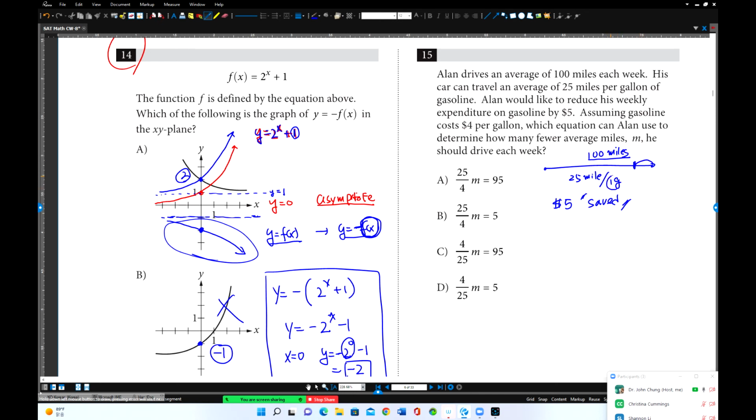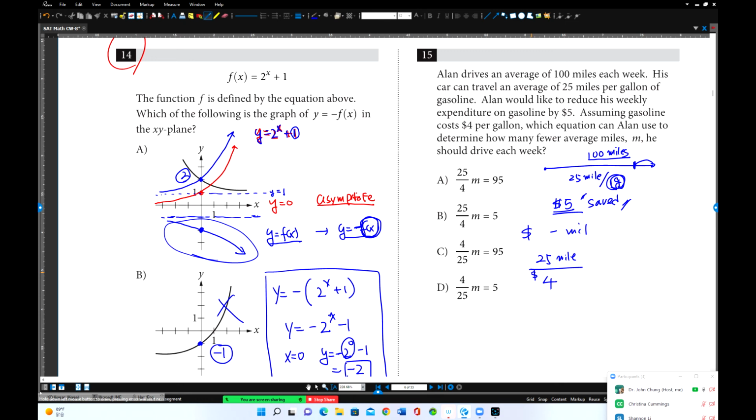1 gallon is 25 miles. We are talking about $5 and mileage. We're going to find the relation between $5 of money and mileage. But this is the gallons, so replace it with money. 1 gallon is $4. So to save $4, he needs to drive 25 miles less. 1 gallon costs $4, so to save $4, you have to save 25 miles.